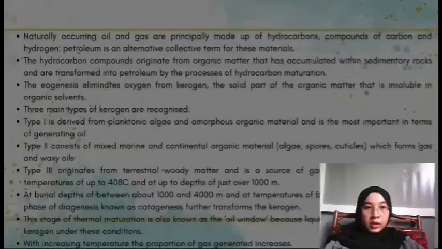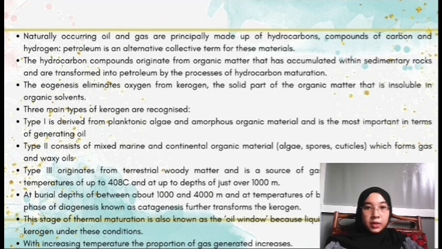Today, we drill down through a layer of sand, silt, and rock to reach the rock formations that contain oil and natural gas deposits. Naturally occurring oil and gas are principally made up of hydrocarbon compounds of carbon and hydrogen. Diagenesis eliminates oxygen from kerogen, the solid part of the organic matter that is insoluble in organic solvents.